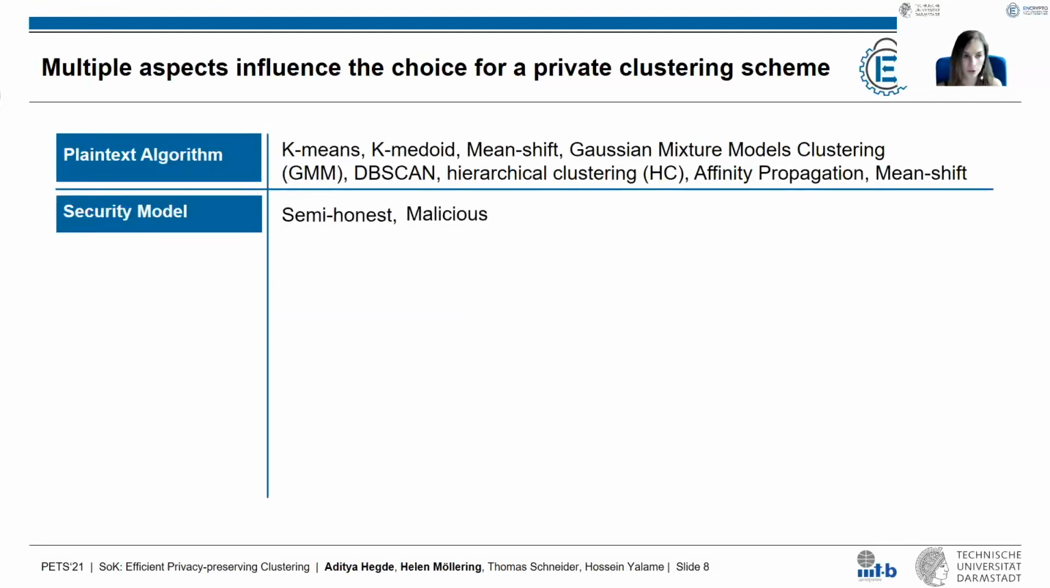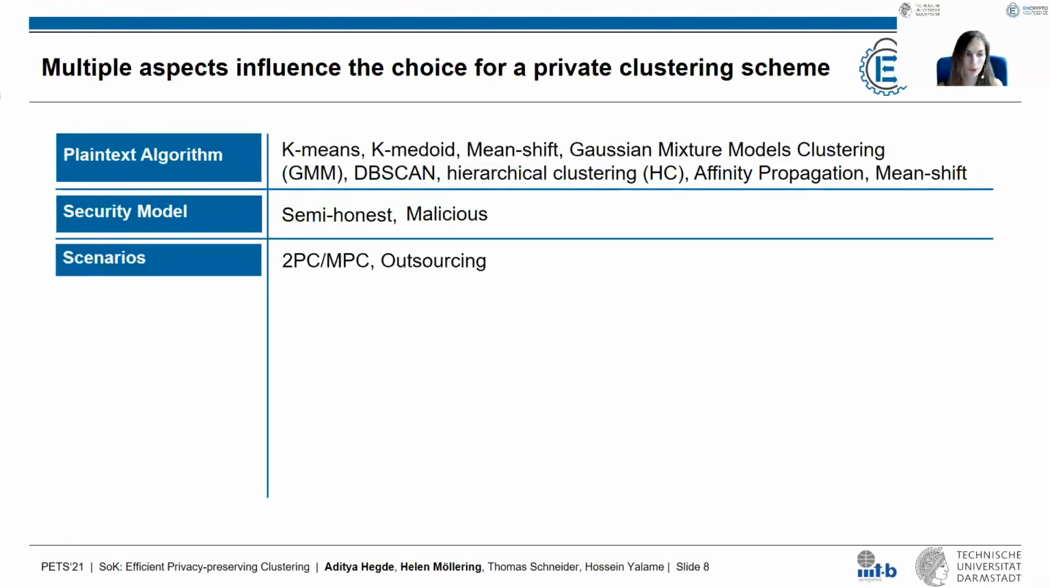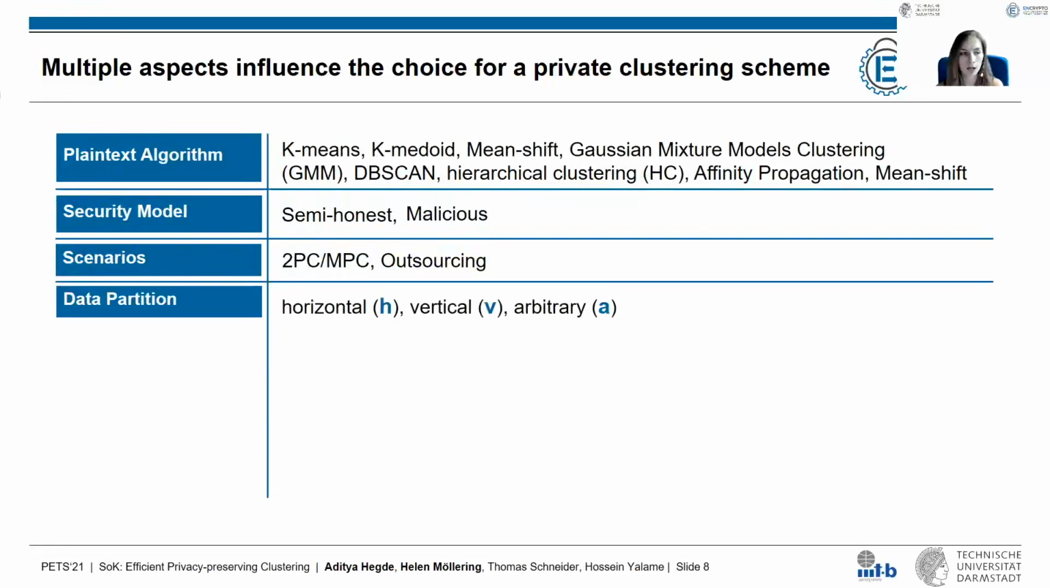Then we also look at the security models, and most of the works, except for 3 actually, focus on the semi-honest security model, and only 3 look at malicious security as well. Then there are works that look at outsourcing with 1 or more data owners, or at 2-party and multi-party computation. Some also consider both. Further, these protocols differ with respect to the data partitioning, so some assume that the data owner holds complete data records, while others assume that they just have some parameters of the data records, or they even have the possibility to have an arbitrary data splitting.